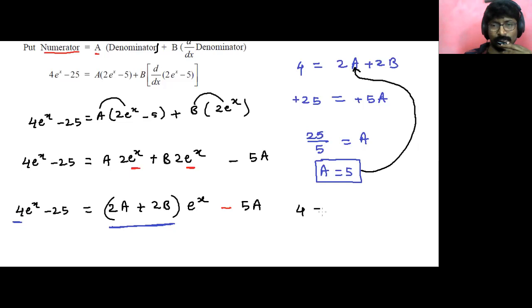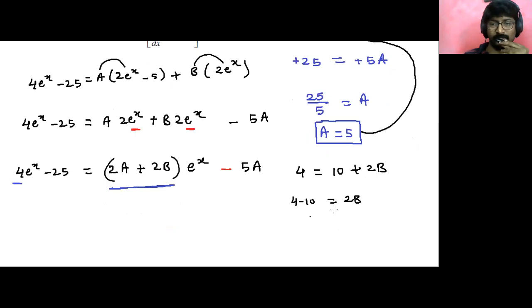So what will happen? 4 is equal to 5 into 2, or 2 into 5, that will become 10, plus 2b. I hope you got this. And that's how you can calculate the value of b. So get this 10 on the other side. 4 minus 10 is equal to 2b. So 2b is equal to minus 6. So b is minus 6 divided by 2, which will become the value of b. So b is equal to minus 3.